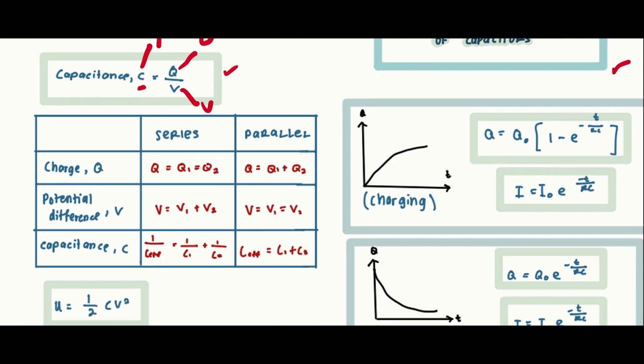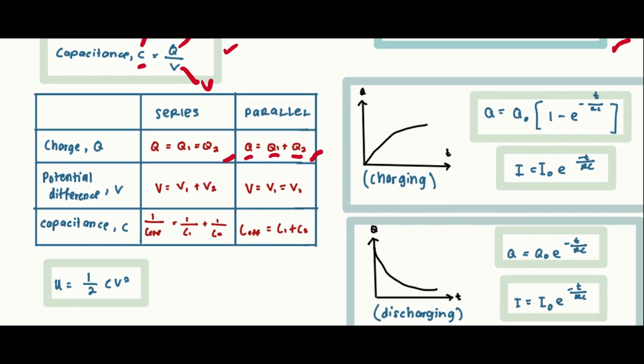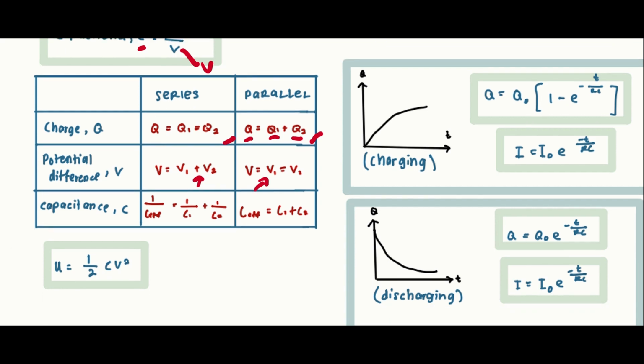For series and parallel, the charge is equal in all the capacitors in the circuit in series. For the parallel arrangement, you add up the values of the charge flowing in each capacitor to get the total charge. For potential difference, in series you add up the values, and in parallel the potential difference is equal for all of the capacitors. These are the important equations for capacitance in series and parallel.